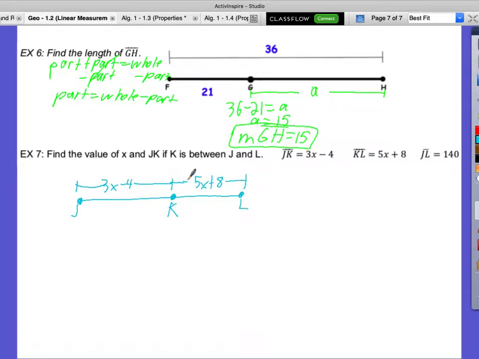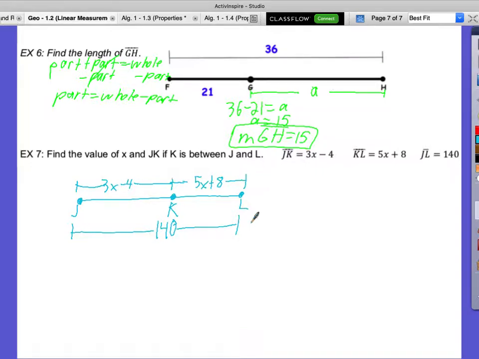If you have a different way that you like to label and it works for you, go ahead and do that, okay? Now we're told, what about JL? 104, that's a whole thing. I think it's pretty clear from my picture what the different measurements are, okay?